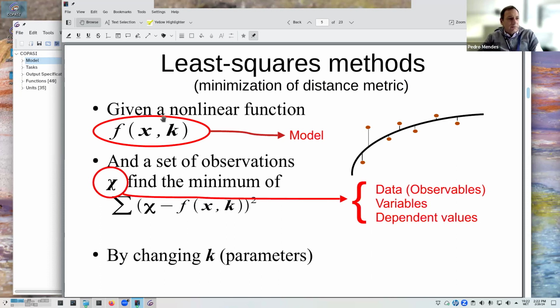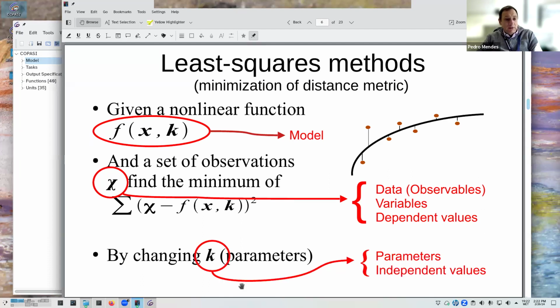The vector of x's is the set of data. So those are the observables. Those are the things that were measured, which are also the variables of our model, or some of the variables of our model, and which we will call dependent values. And why are they dependent? Because in the model, they have to be calculated based on the equations and the parameter values. They are calculated values, so they're dependent on the equations and the parameters.